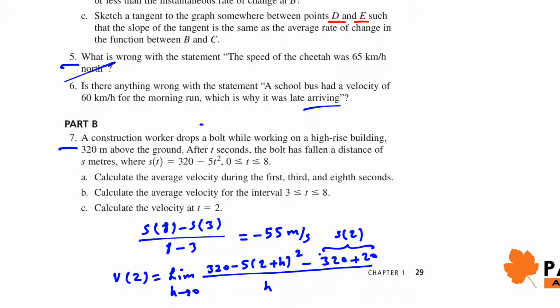If we expand and collect the like terms, this limit would be the same as the limit of minus 20 plus 5h as h approaches 0, which is negative 20. This means the velocity at t equals 2 is 20 meters per second down.